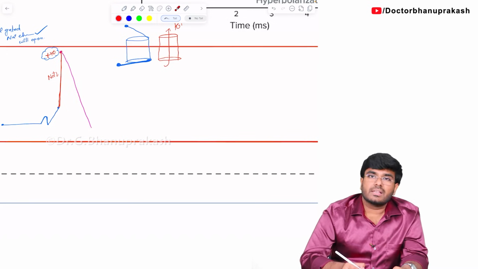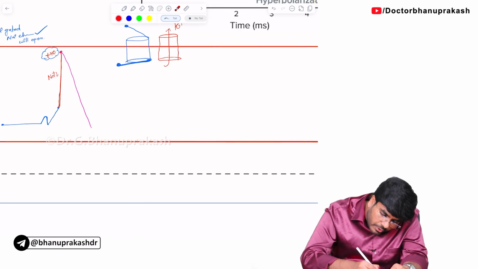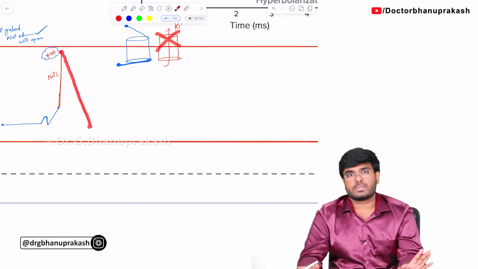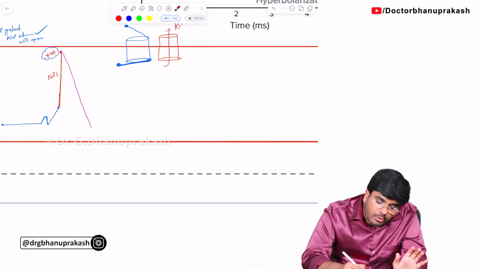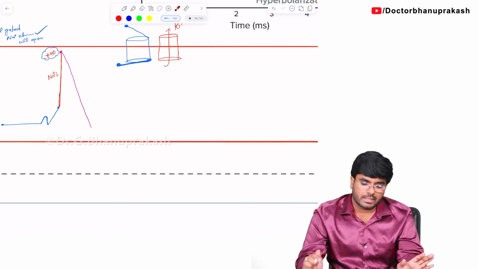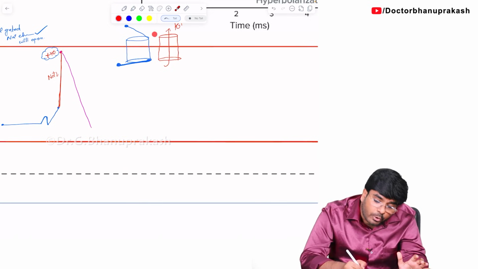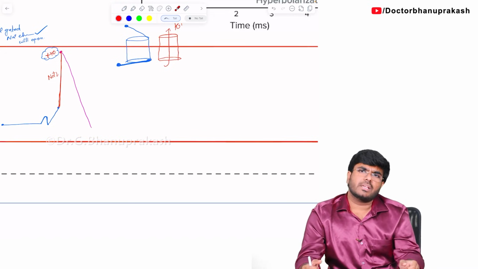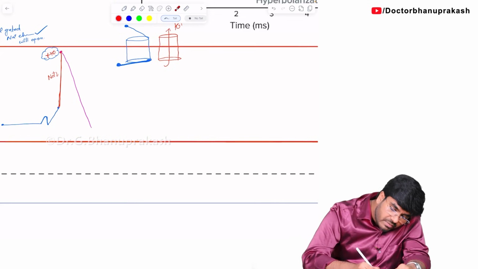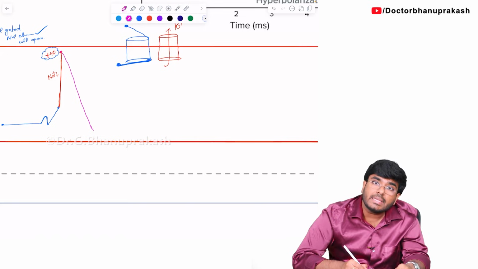But ideally, once the voltage is coming back to minus 70, the potassium channels have to close immediately. But they are very lazy channels. They do not close; they stay open for a long time. There is going to be delayed closure of potassium channels, so more and more potassium will go out. As more potassium goes out, the voltage will even drop from minus 70 to minus 80, minus 90.